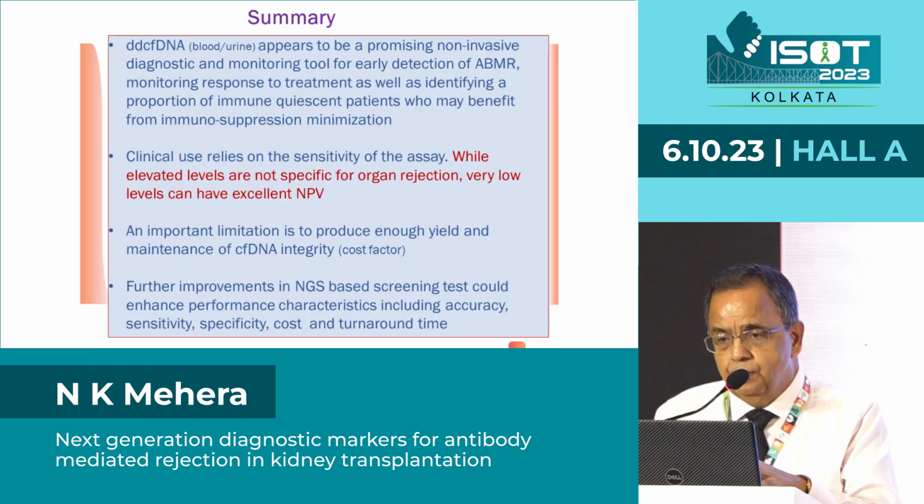Well, my summary is that ddcfDNA, whether you take it from the blood or from the urine, appears to be a promising non-invasive diagnostic and monitoring tool for early detection of ABMR, monitoring response to treatment, as well as identifying a proportion of immune quiescent individuals who may benefit from immunosuppression minimization. You don't need to give any immunosuppression to them. That's a very important part of the summary of these tests. We need to do more studies to confirm if that is the case in your center as well.